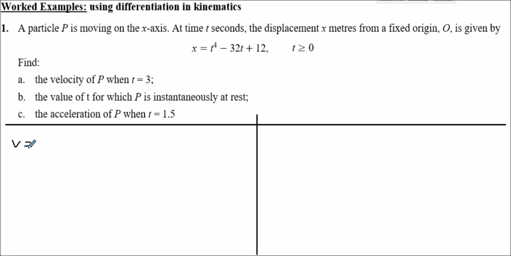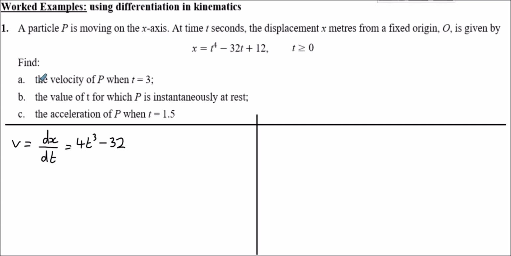Velocity is when you differentiate the displacement. So we can find the velocity by differentiating the displacement with respect to time. If we differentiate this function with respect to time, the old rules apply. The powers of t drop by 1, the old power goes to the front. So t^4 becomes 4t cubed, minus 32t just becomes minus 32. Any constant terms vanish, so this plus 12 vanishes. So that's the general expression for the velocity.